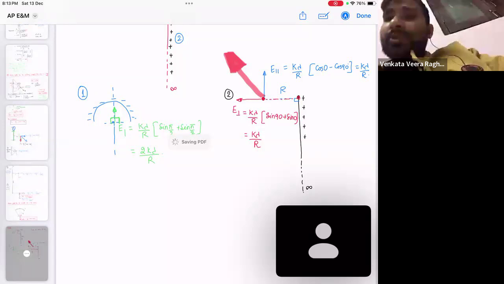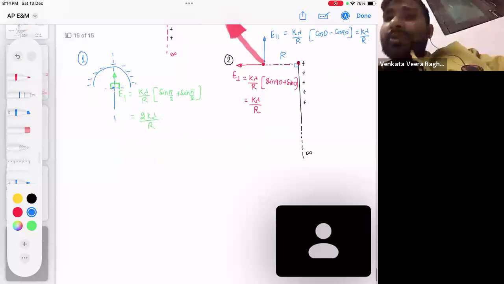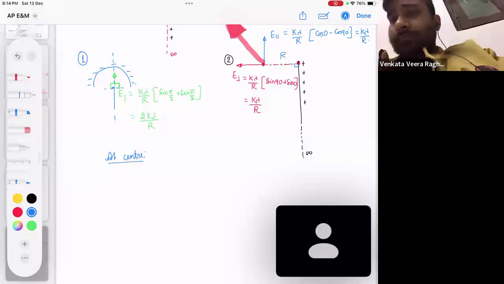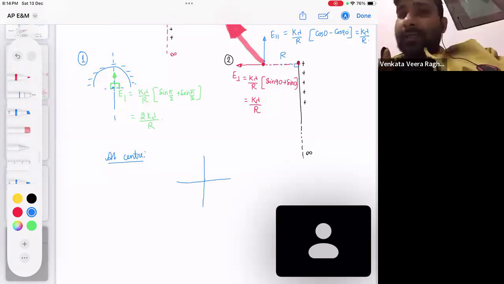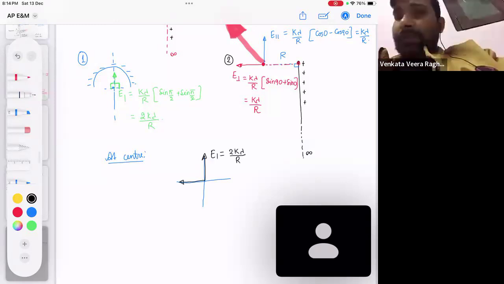And what next are we going to do? We are going to add these three components vectorially, isn't it? So net field at the center, if I want to calculate, let's draw it vectorially. Is this the E1, 2k lambda by R? Is this the perpendicular component, k lambda by R? And is this the parallel component, again k lambda by R?